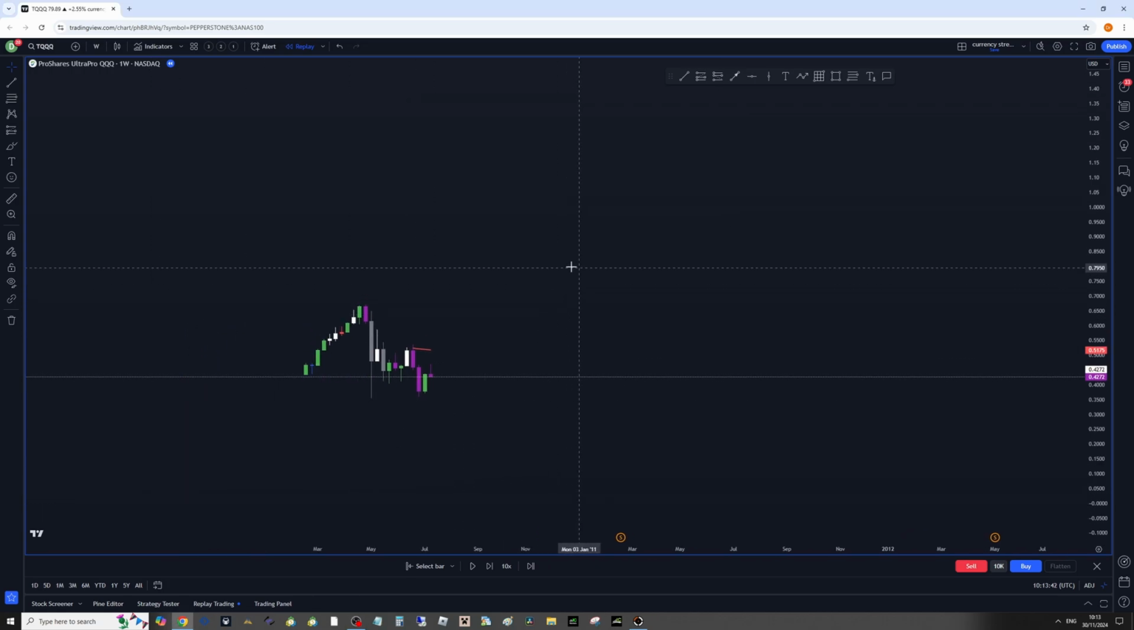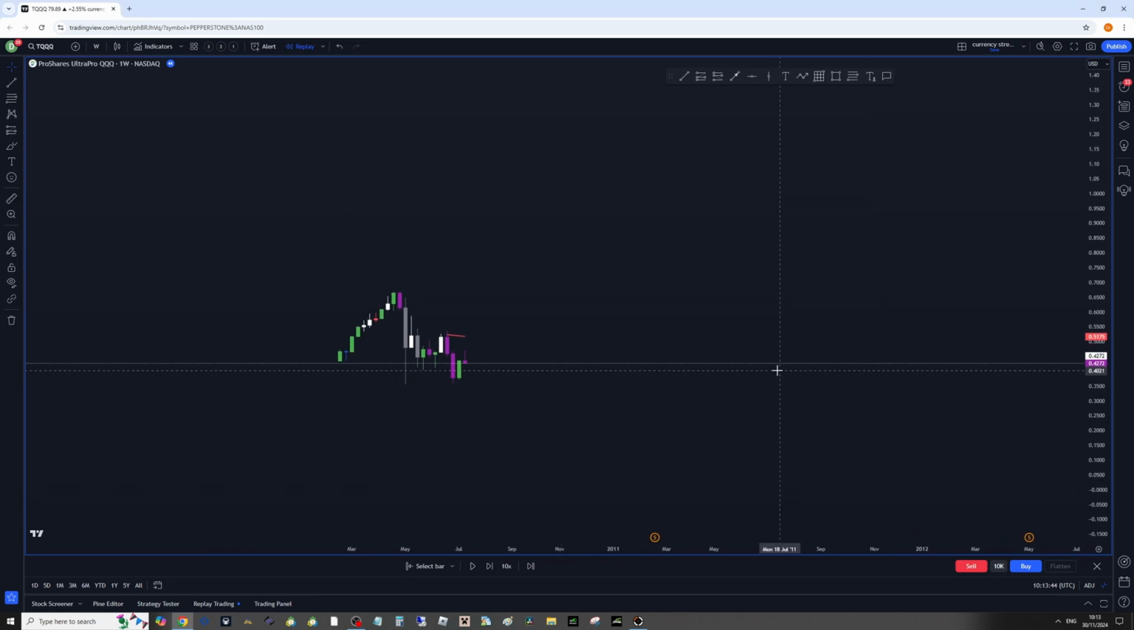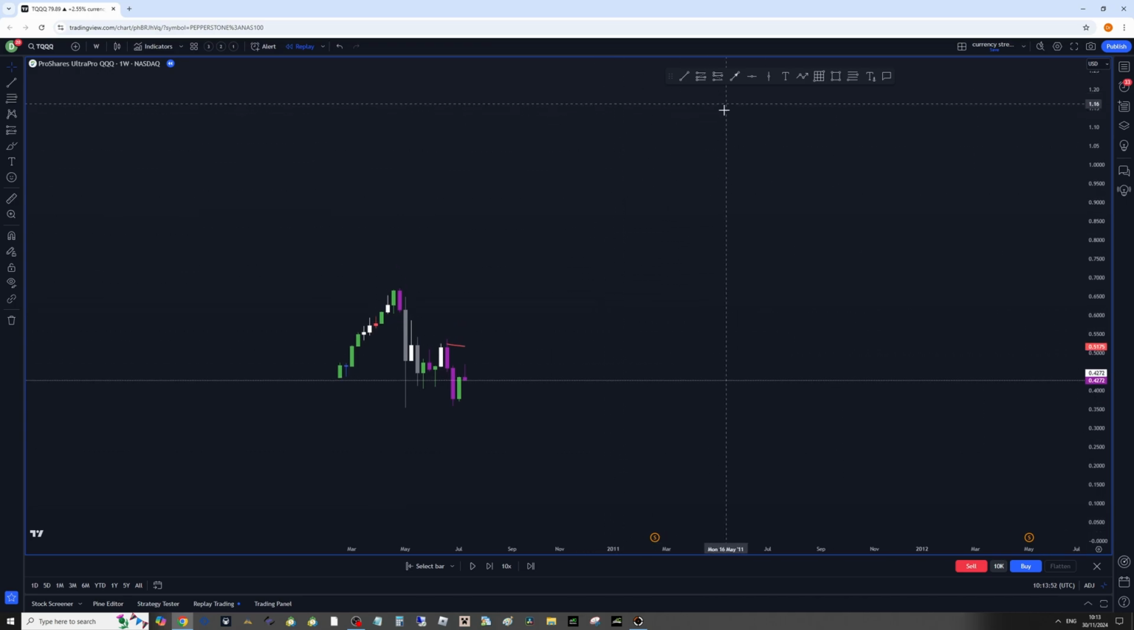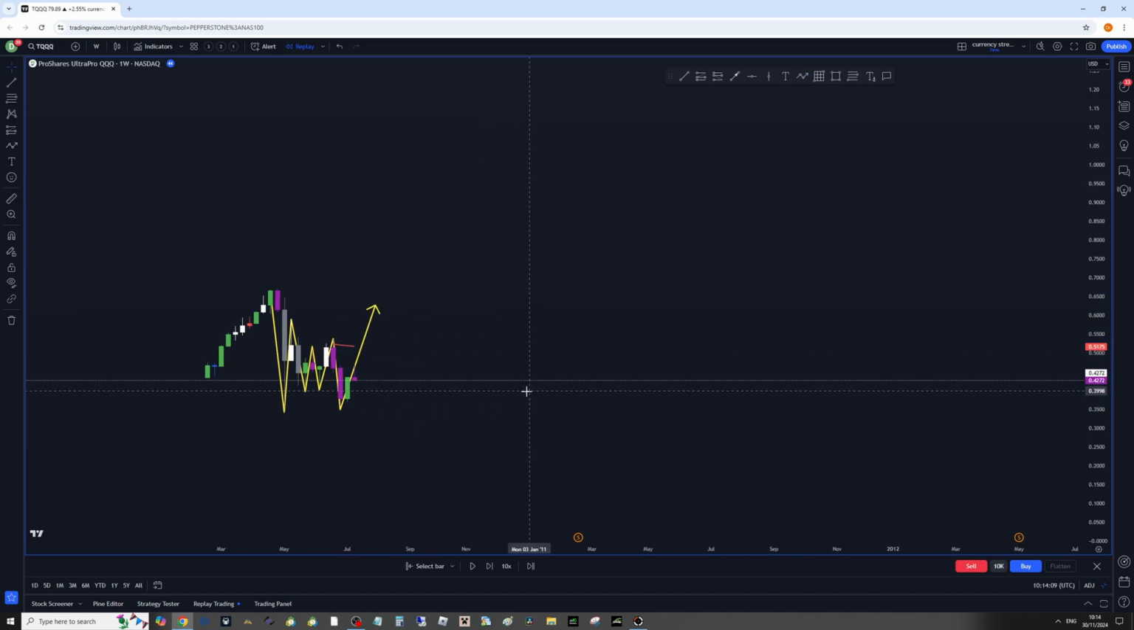Hi guys, so we're going to backtest the Ultra Pro on the weekly chart. This is a 3-time leveraged NASDAQ that I like to trade, and we're going to apply the same concepts that we used in our last video. So we're going to draw on here where the pullbacks are and the legs, and they're going to let us know where we are going.